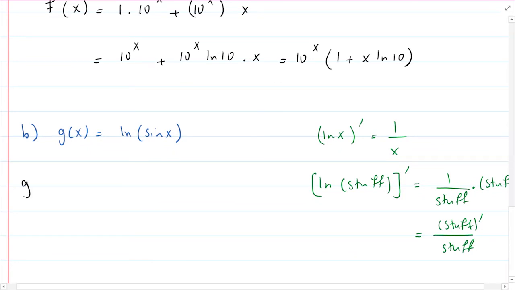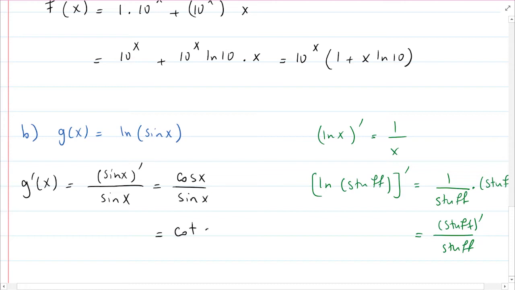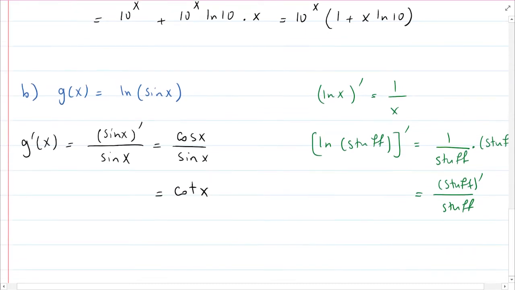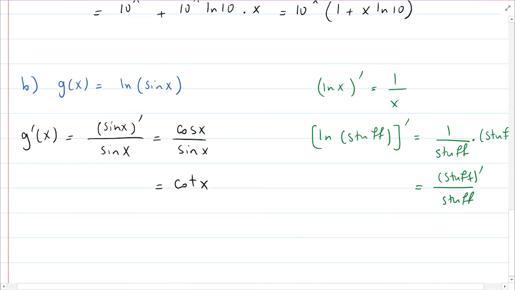So in this case, if I'm looking for ln of sine x, I can draw a fraction line. I can put the derivative of this stuff, which is sine x, on top. So that would be the derivative of sine x on top, and then just sine x at the bottom. The derivative of sine x would be cosine x, and then I have sine x at the bottom. So this becomes cotan x. So the derivative of this function would be cotan x after simplifying.